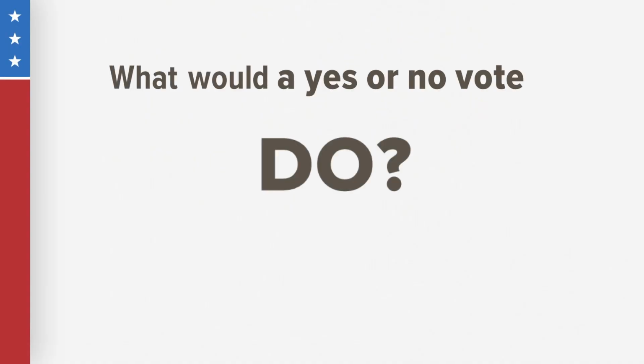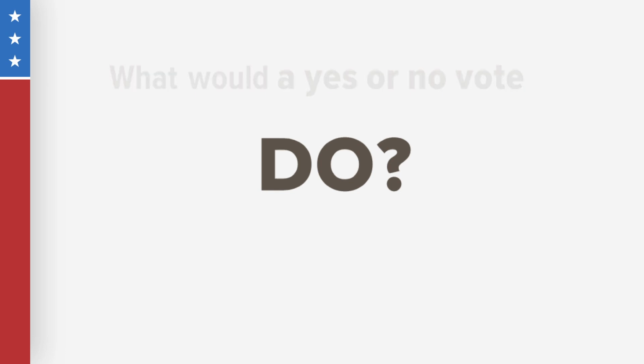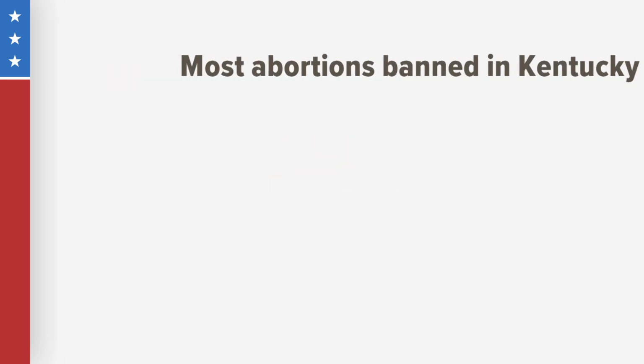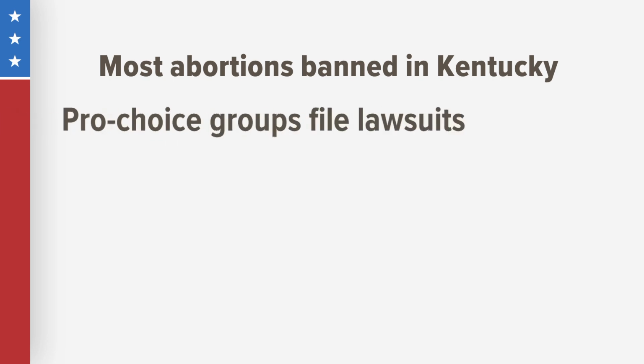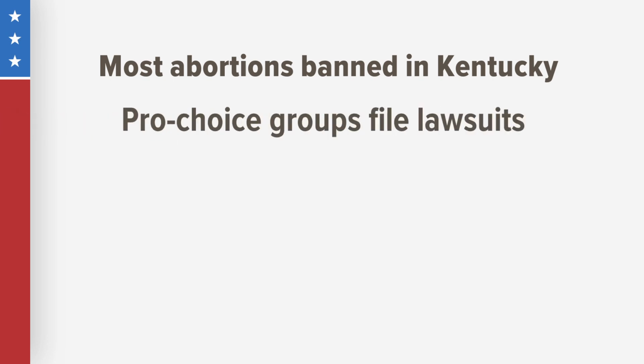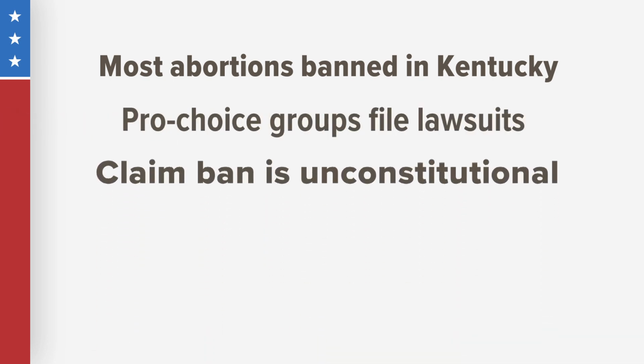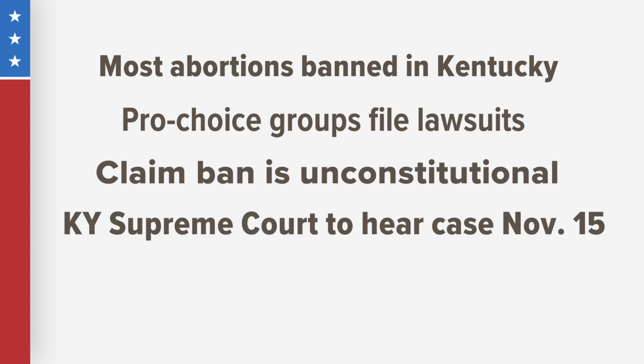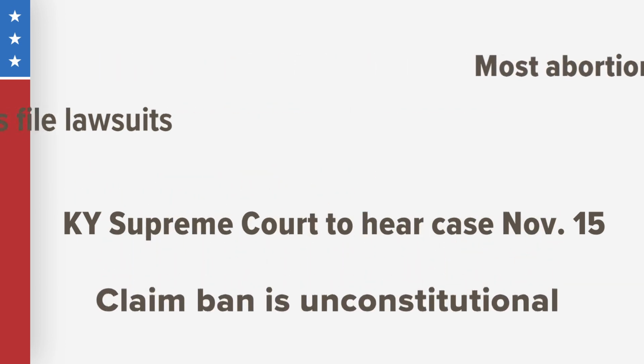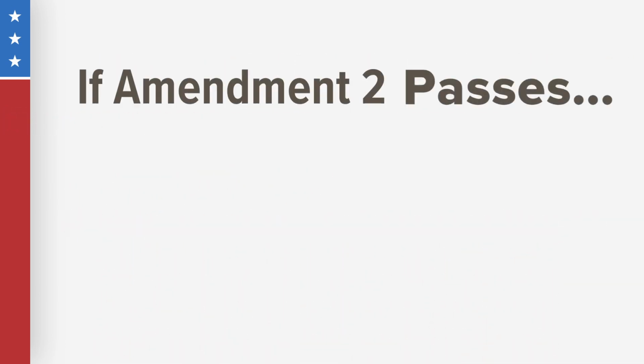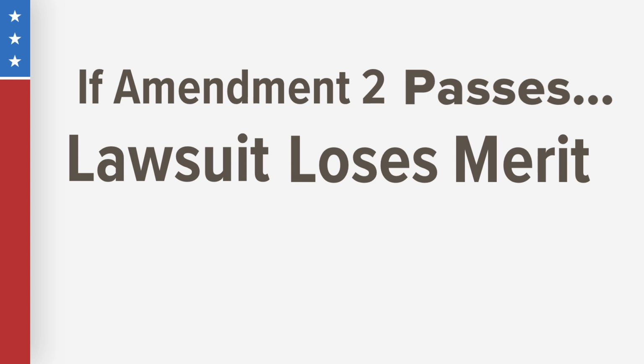So the next question is, what would a yes or no vote do? To answer that, we need some context. Right now, the procedure is already banned in the state in almost all cases. Pro-choice groups have filed lawsuits on behalf of providers, claiming the ban is unconstitutional based on a Kentuckian's right to privacy and bodily autonomy. The state Supreme Court is set to hear the case on November 15th, a week after the election. But if Amendment 2 passes, the suit loses its merit, eliminating the ground on which pro-choice groups have been fighting. U of L law professor Sam Marcosson explains.